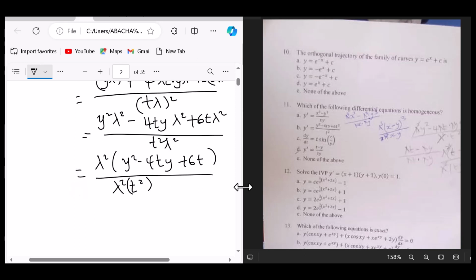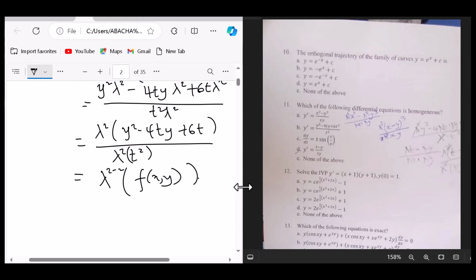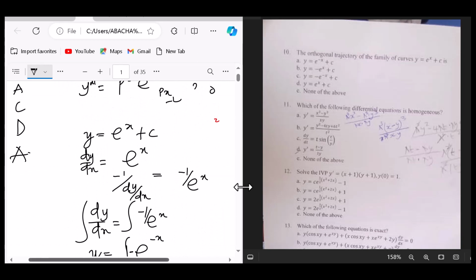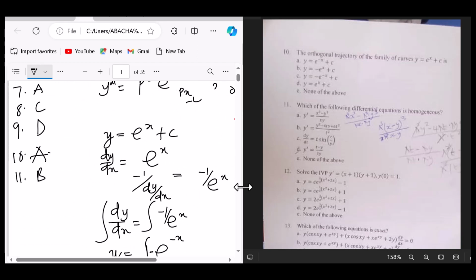So here obviously you realize that I have lambda power 0 times the function f of x, y. So this becomes lambda power 0, and so I'll have y prime equal to this. Once I get this, it is very clear that this is a homogeneous differential equation. That is all, we don't even need to go further. So the answer there is B. Number 11, the answer is B.